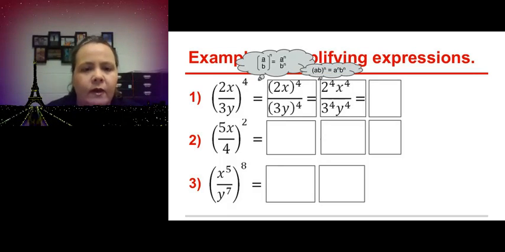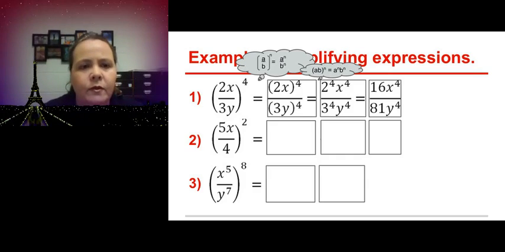Now that is going to give us 2 to the 4th times x to the 4th over 3 to the 4th times y to the 4th. And that gives us 16x to the 4th over 81y to the 4th. Again, that 16 comes from 2 to the 4th. You're multiplying 2 four times. And the 81 comes from 3 to the 4th. You're multiplying 3 four times.